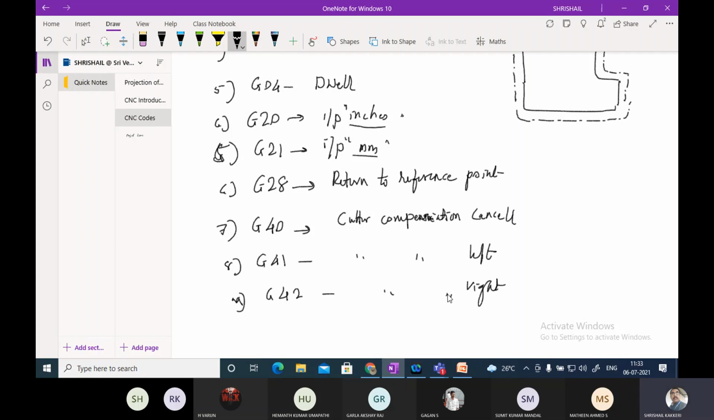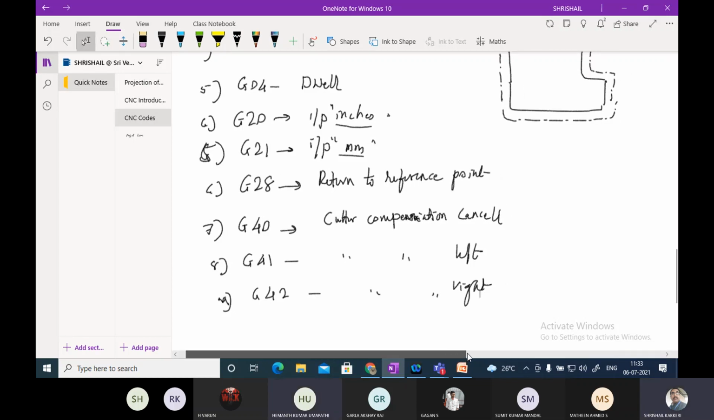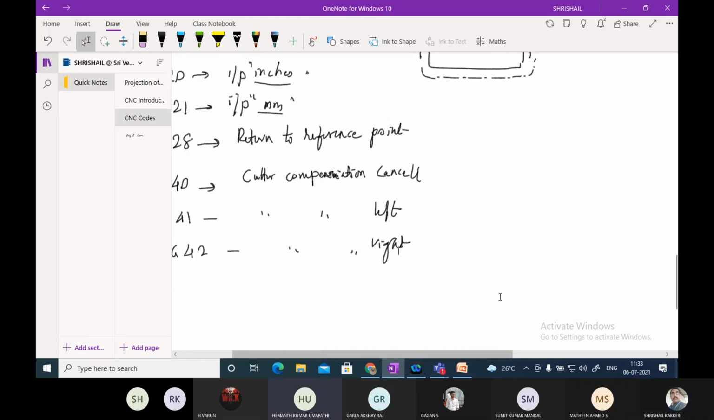You are not asking me what this cutter compensation to left and cutter compensation to right is. Anyone, please tell me what is cutter compensation to left or cutter compensation to right? Anyone know it? Right hand cutting or left side cutting?